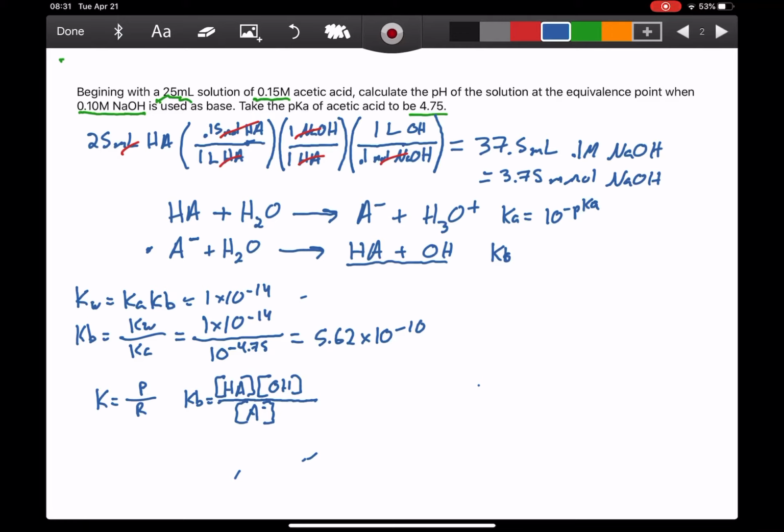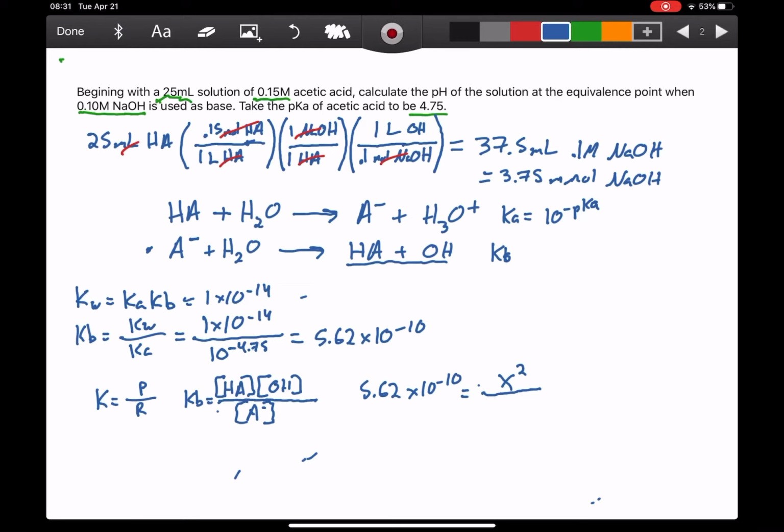So what that's going to look like here is we're going to do 5.62 times 10 to the negative 10th is equal to, now I'm going to substitute the HA and the OH for X. And because they're equal to each other and they're multiplied by each other, X times X is X squared. And then we know what A minus is.